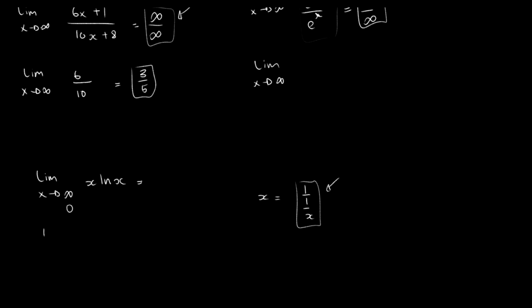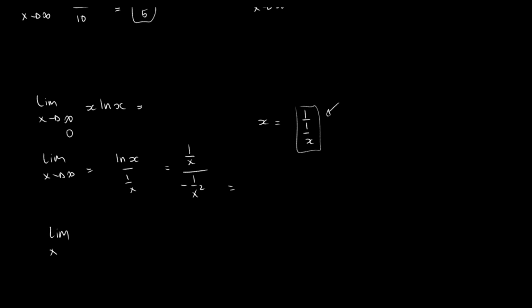So I can then rewrite this as the limit as x approaches infinity of ln x over 1 over x. Now if I substitute infinity, I get infinity over infinity. In that case, we can just differentiate this function. The differential of ln x is 1 over x. The differential of 1 over x is negative 1 over x squared. And then we can multiply both top and bottom.